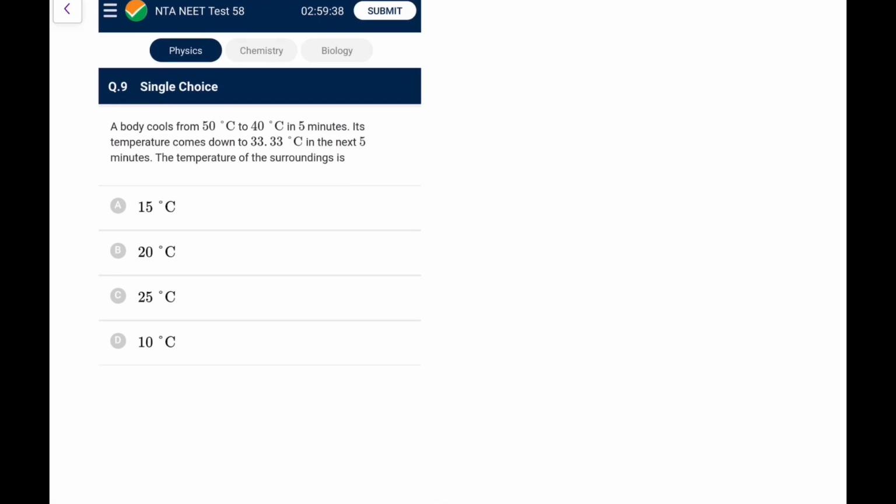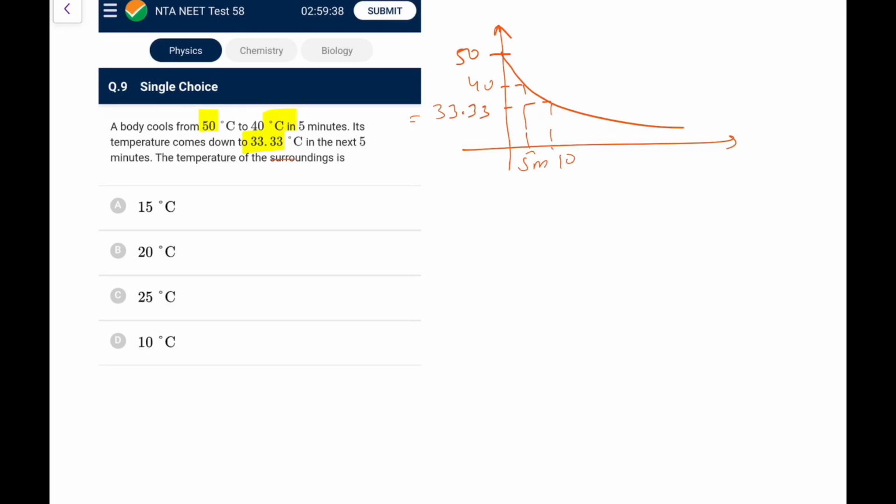A body cools from 50 to 40 and then to 33.33 in the next 5 minutes. The temperature of the surrounding theta is, okay. Let me have it plotted over here. So 50 to 40, it comes in 5 minutes, okay, and in the next 5 minutes it comes to 33.33. Better I should write it as 100 by 3. That would be more appropriate for me now.